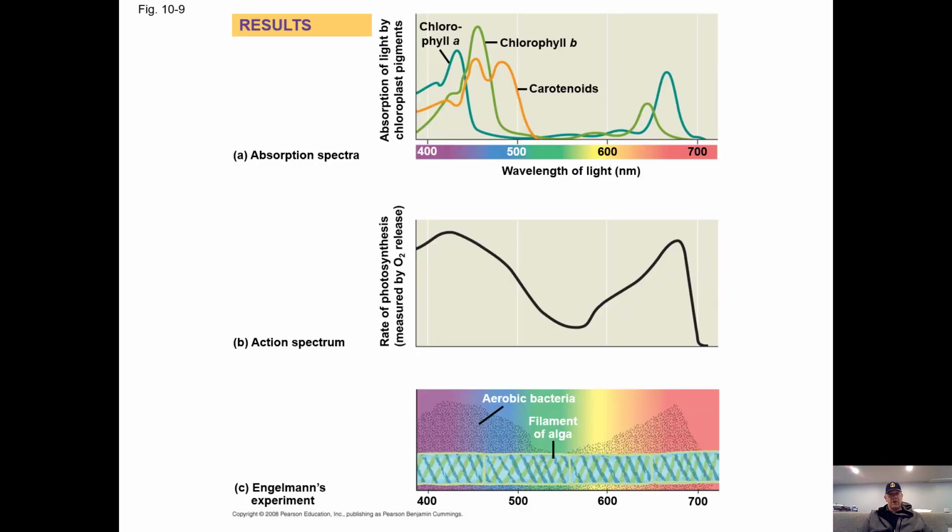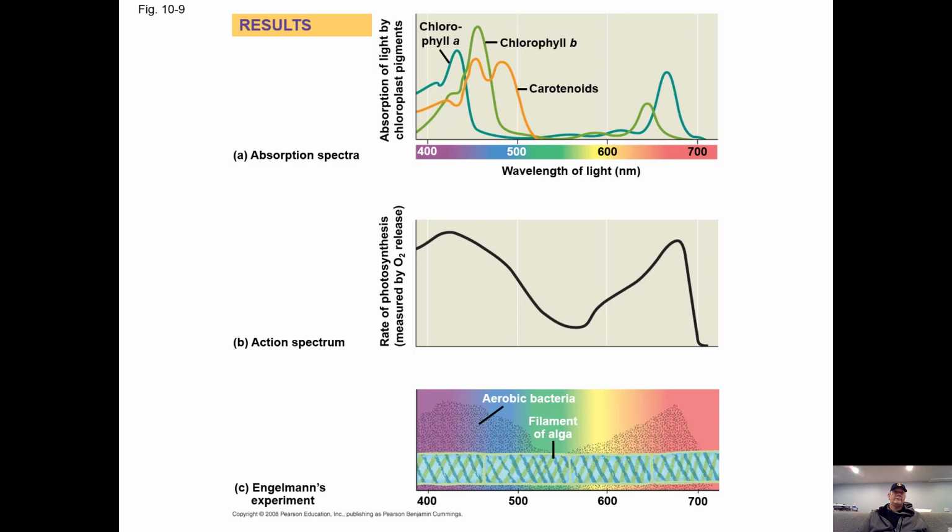Here are two graphs, and the top graph shows us a couple of different pigments: chlorophyll A, chlorophyll B, and then something called carotene. These pigments absorb blue light really well. They absorb red light really well, but they don't absorb green light very well.